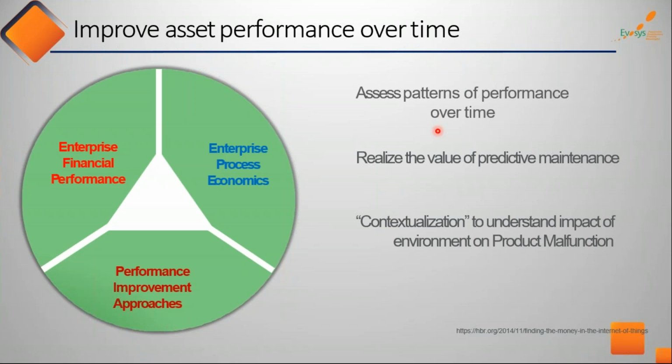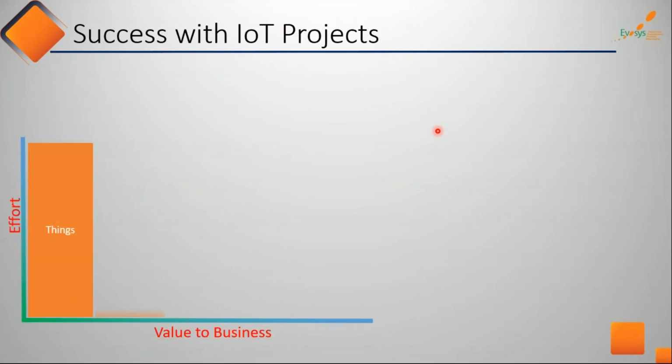Contextualization with respect to the business and the asset associated with that business will give them real-time information on when this product is going to malfunction, and how quickly it can be replaced or how quickly maintenance can be done.